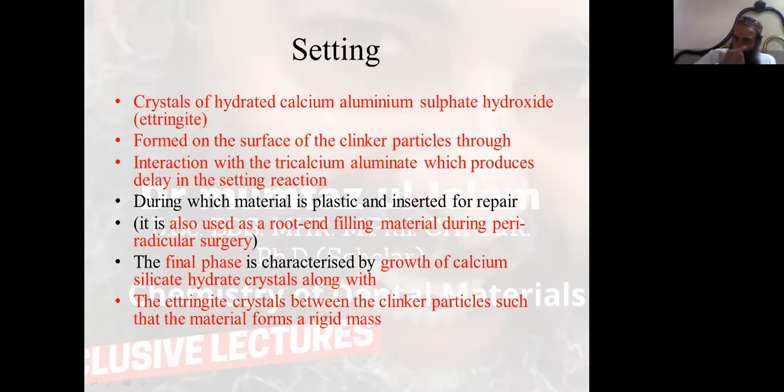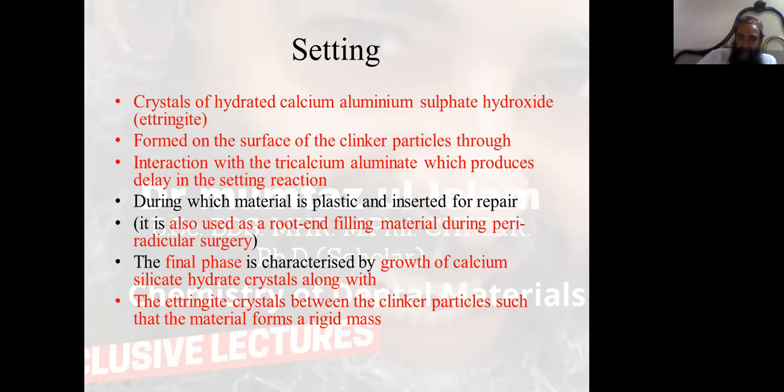It is also used as a root end filling material during periradicular surgery. Previously, we were using dental amalgam without zinc. So nowadays, this is a good alternative.